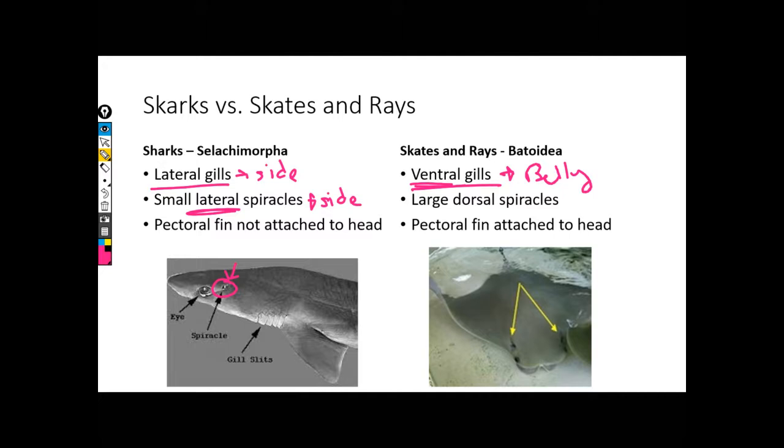But that's what this is, right? There's spiracles, so mini water pumping organs, or holes. All right, so here we can see lateral again, meaning side. And here, these are what these are pointing to. These are quite substantial. And here we see dorsal. All right, so we know dorsal means back.